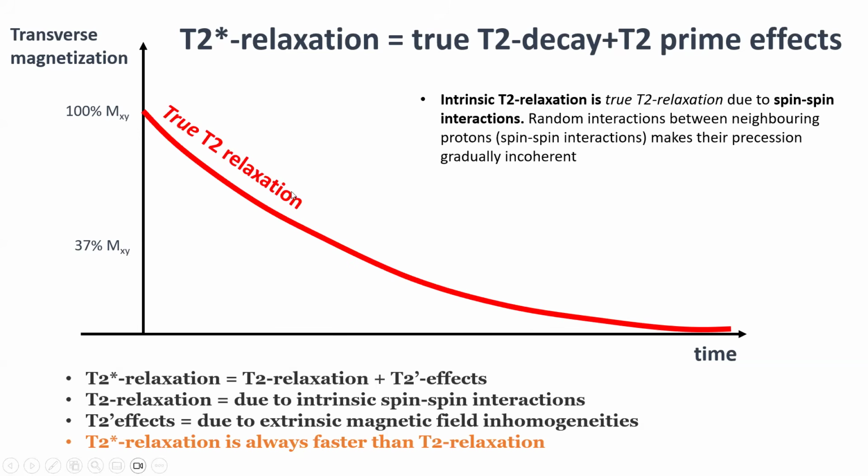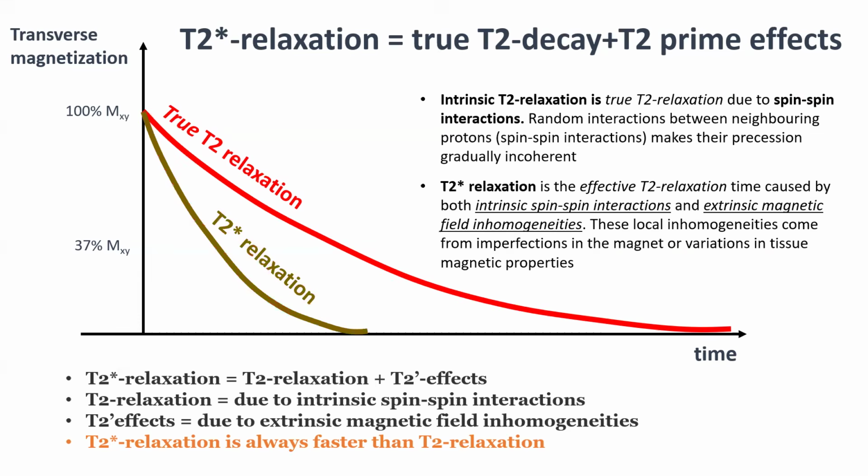This is true T2 relaxation, and because T2 star relaxation is a combination of true T2 decay and these extrinsic factors, T2 star relaxation will always be faster than true T2 relaxation. And T2 star relaxation is basically what we see after we have given that first 90 degrees radiofrequency pulse. It's a combination. We see loss of phase coherence due to true T2 decay and due to extrinsic factors, the T2 prime effects.